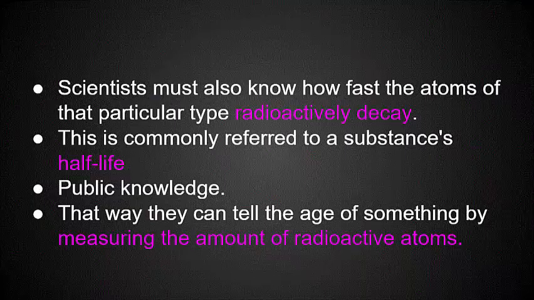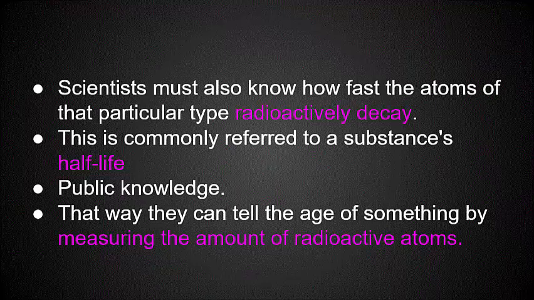Scientists must also know how fast atoms of a particular type are decaying. This is commonly referred to as a substance's half-life. Now this is known, this is public knowledge, this is something that you can Google, for instance. You can Google half-life of carbon-14. And when you know the rate at which it decays, we can tell the age of something by measuring how fast those radioactive atoms in a particular fossil are decaying and how much has decayed at this point.